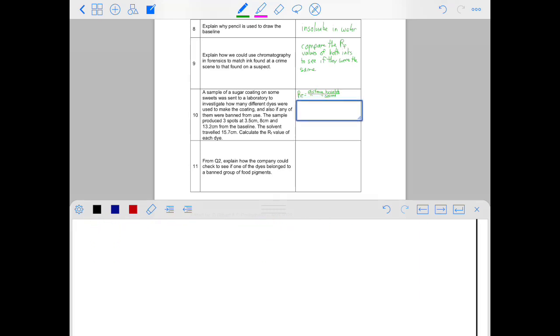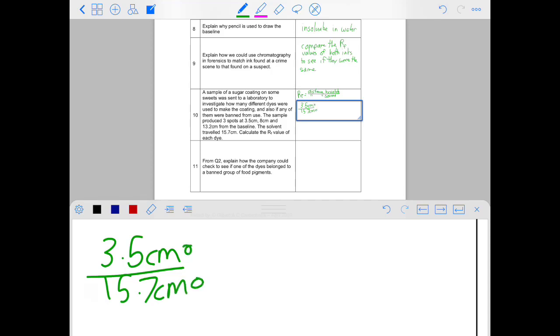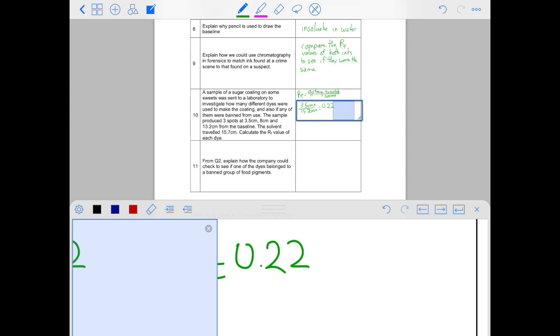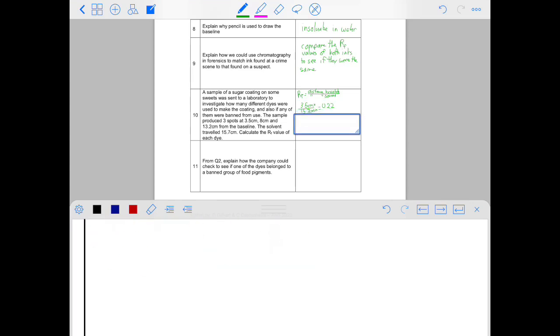So for our first one, we have 3.5 centimeters divided by 15.7 centimeters. Notice that they are both in centimeters, so that's all right. If one was at a different value, we'd need to change the numbers. We'd need to convert it. So plug that into your calculator. 3.5 divided by 15.7, and we end up with 0.22. Again, that doesn't need any units because an RF value doesn't have units.